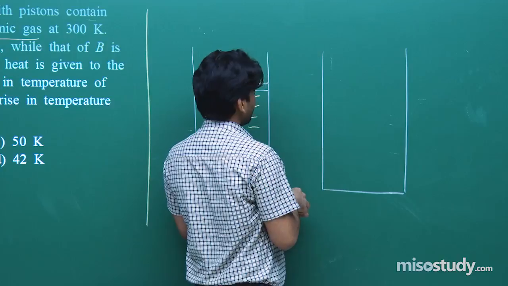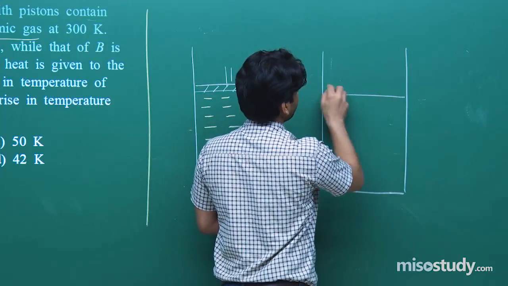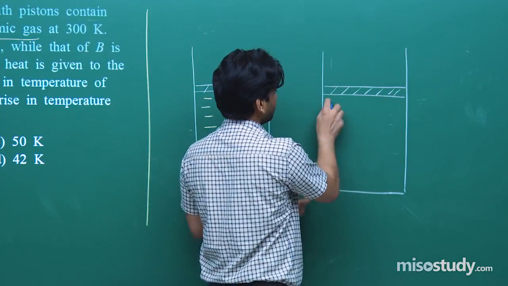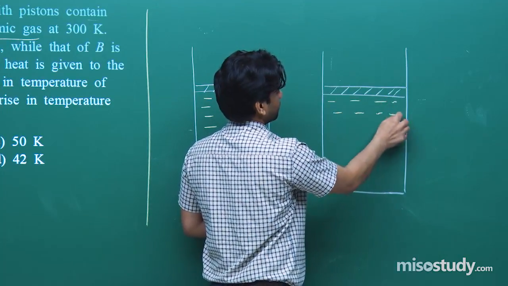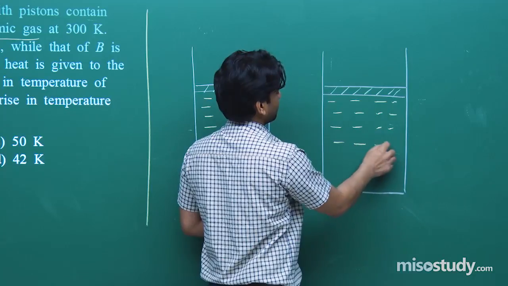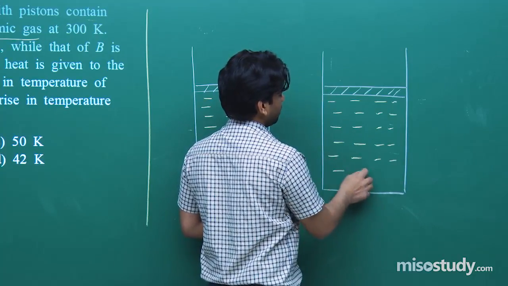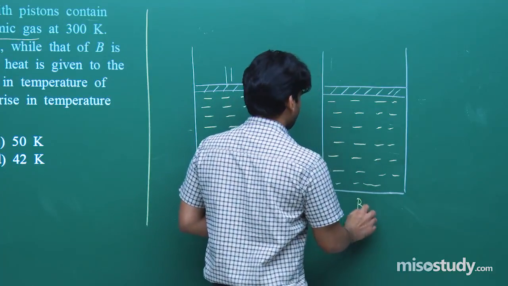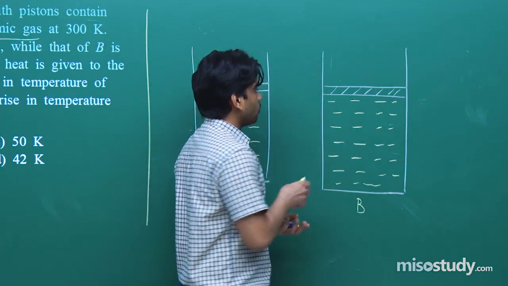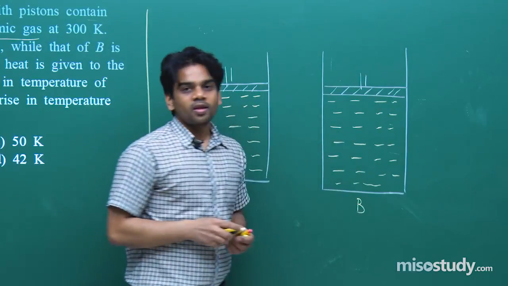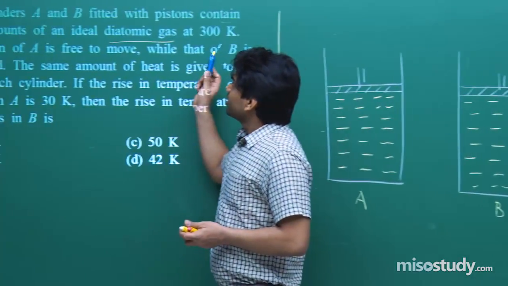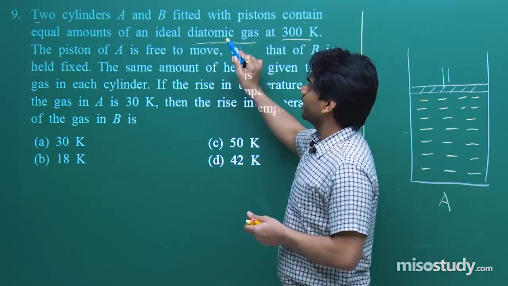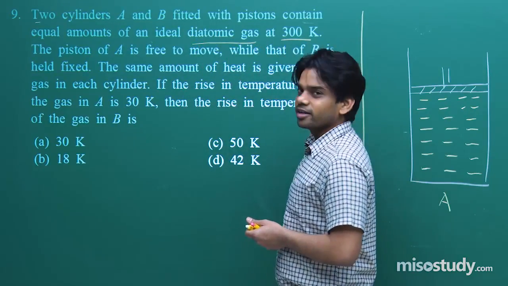Same amount of gas we have taken, that's why I am drawing both diagrams in a similar fashion. Diatomic gas. I hope that you remember the Cp and Cv values of it and the gamma value of it. So this is piston cylinder B. Now you see what is required in the question. It is kept at 300 Kelvin. Two cylinders A and B fitted with pistons contain equal amounts of an ideal diatomic gas at 300 Kelvin.